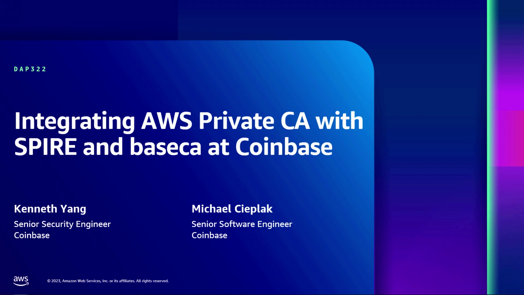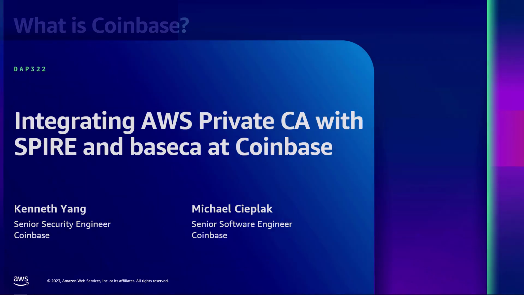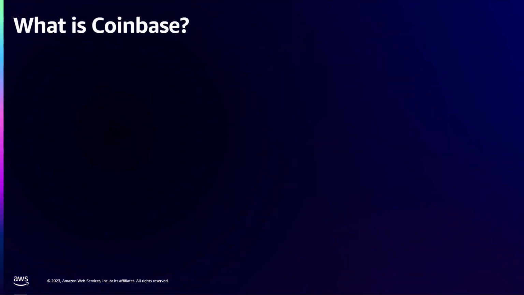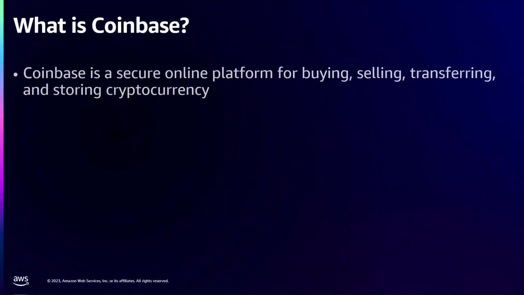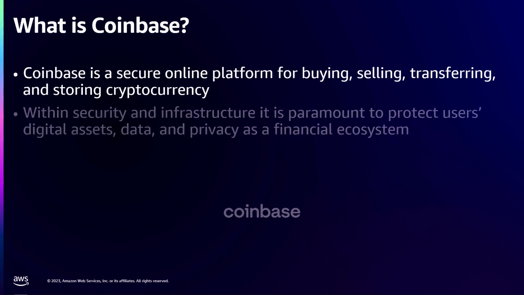Today we'll be talking about basically how we integrate AWS Private CA with SPIRE and base CA at Coinbase. So first, just in case you're not familiar with what exactly we do, we're a cryptocurrency exchange. So we basically deal with the buying, selling, transferring, and storing of cryptocurrencies.